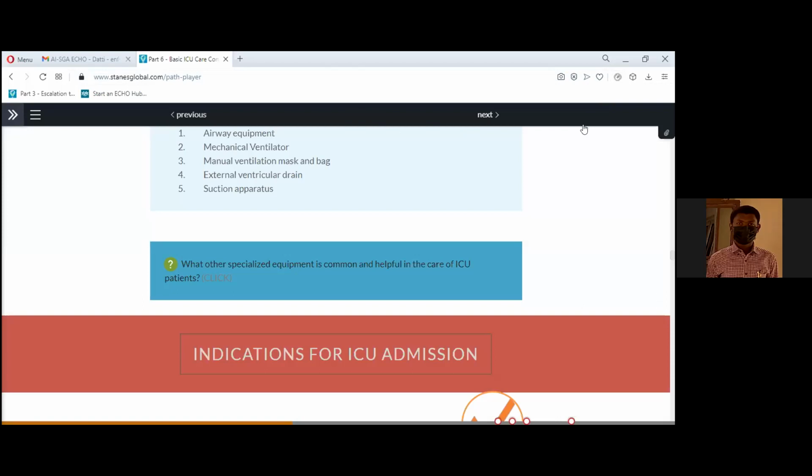So far, only 3 answers: ABG, pulse oximeter, AED, ECG. Okay. You also remember defibrillator in the ICU.